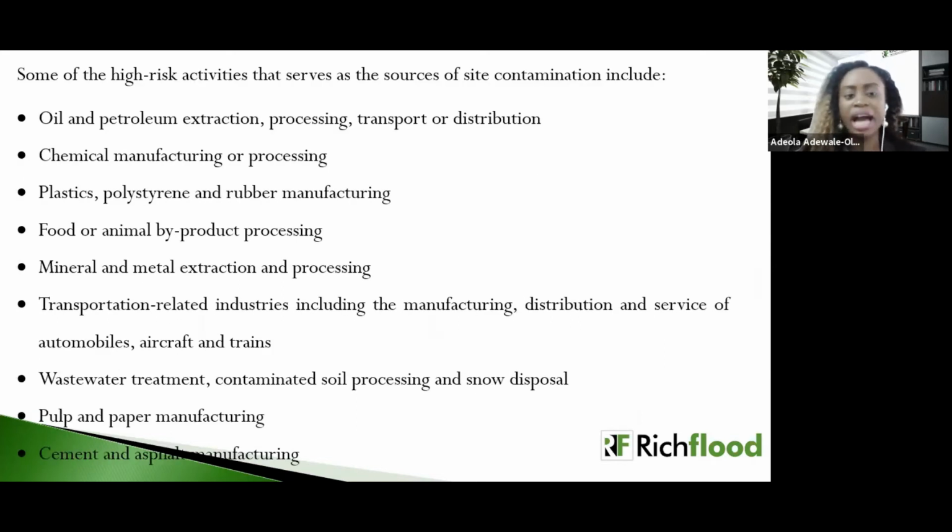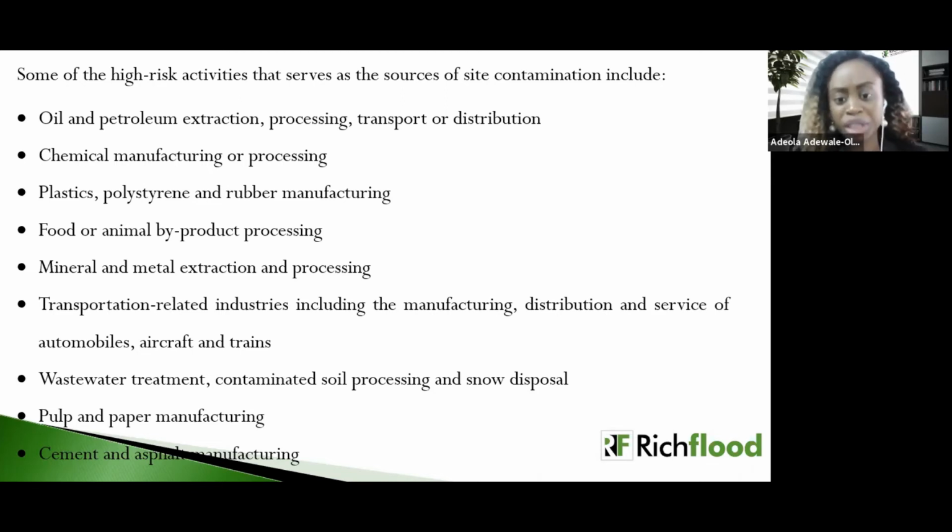And there are some high-risk activities that could serve as sources of site contamination. Like I mentioned, some of them are listed up here. It could be oil and petroleum extraction, processing, transport, or distribution, which could lead to an oil spill or what have you. Then manufacturing: if there was a manufacturing industry in that area before, it could also be a source of contamination.